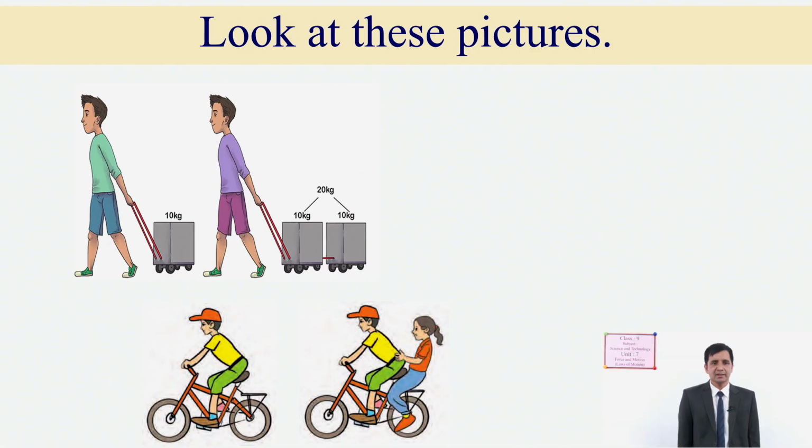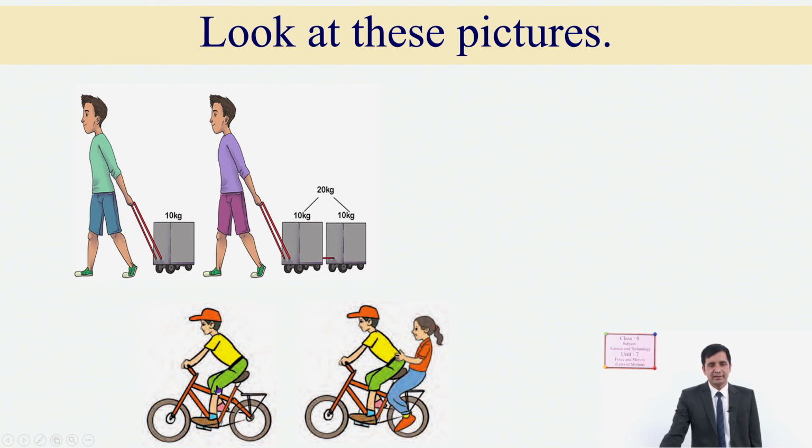So, let me start today's class with this picture. Look at this picture. In the first picture, you can see a person trying to pull 10 kg of mass, and in the second picture, another person is trying to pull 20 kg of mass. There are two loads of 10 kg each, so the total mass of this load is 20 kg.